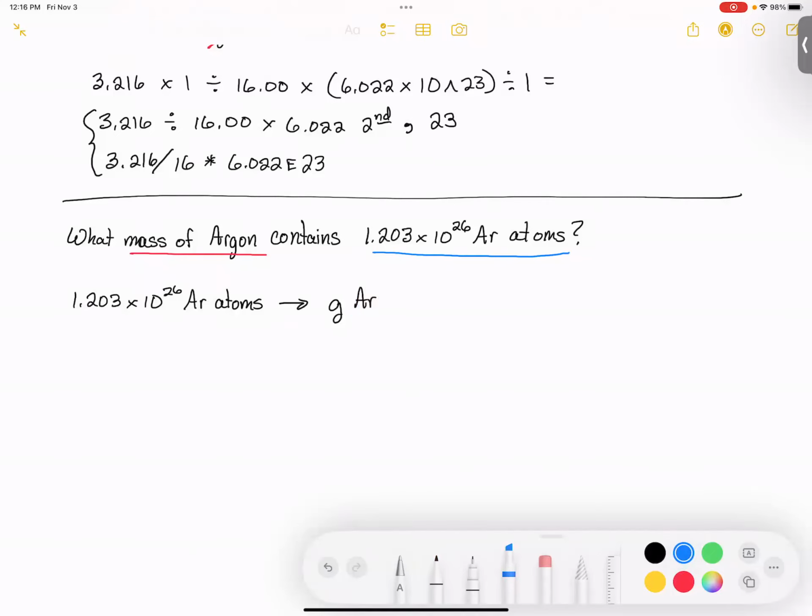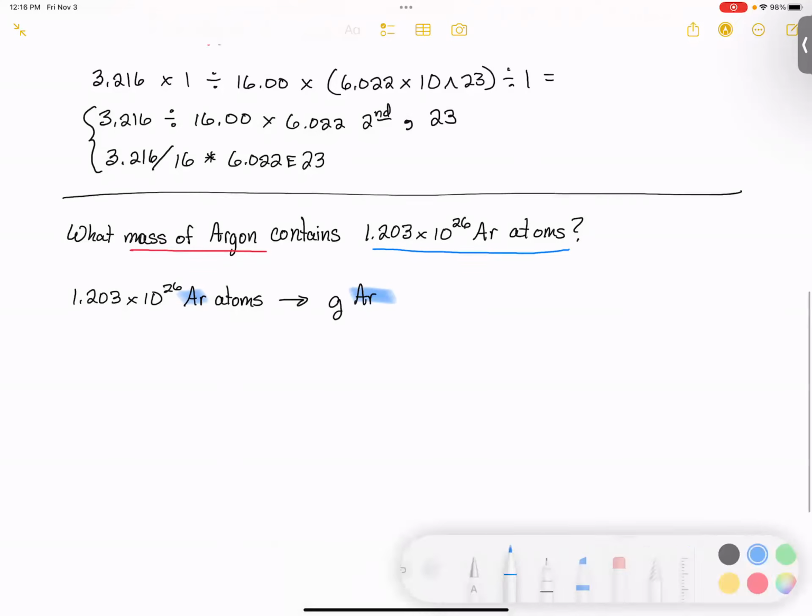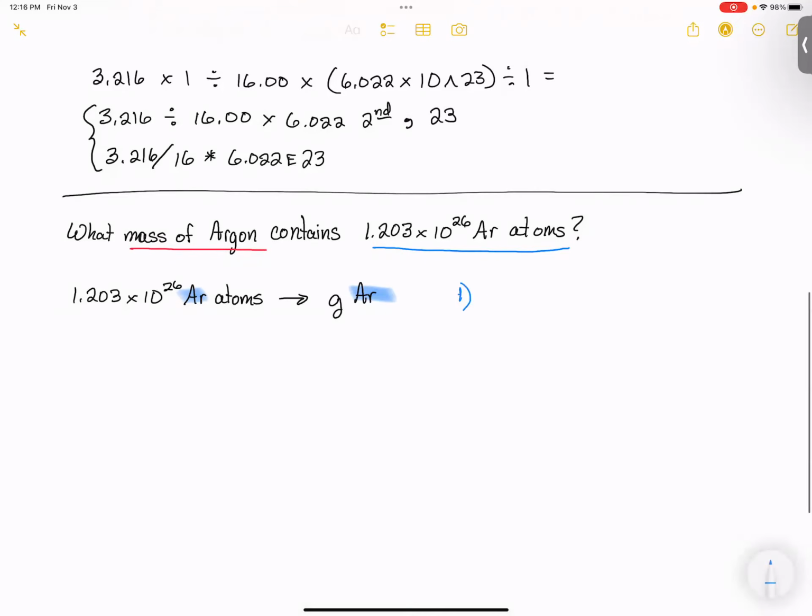First things first, the starting material and the ending material are the exact same. So there's no need for a mole to mole ratio.